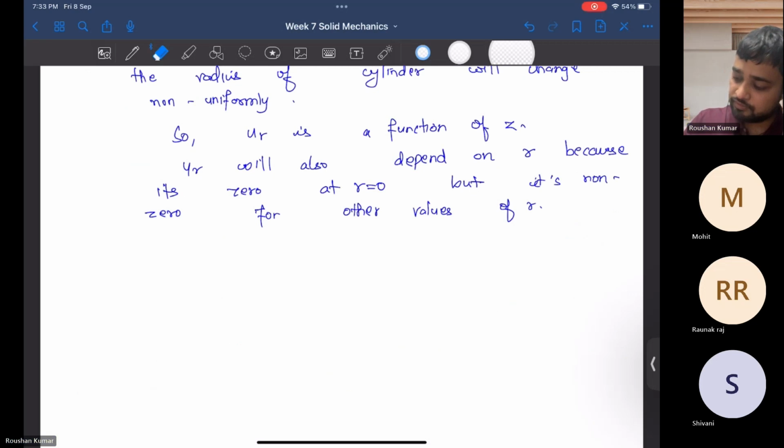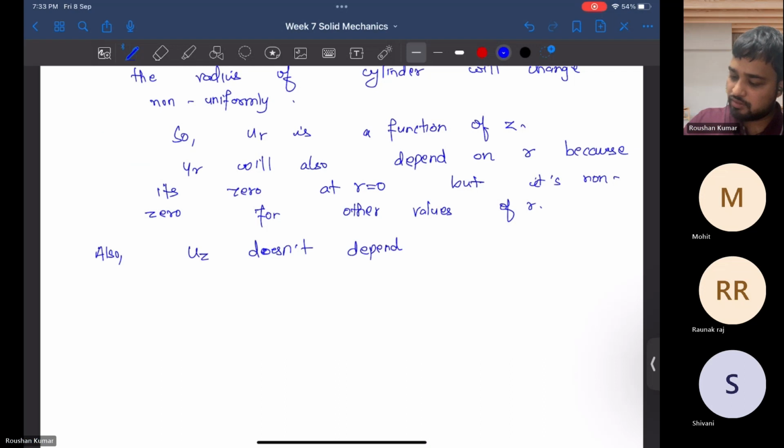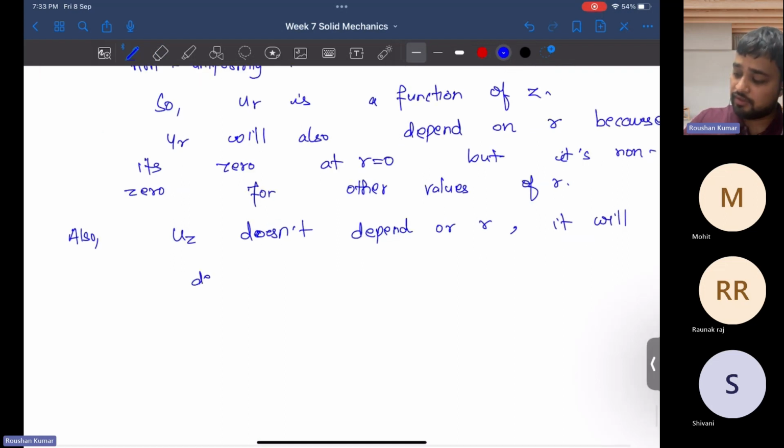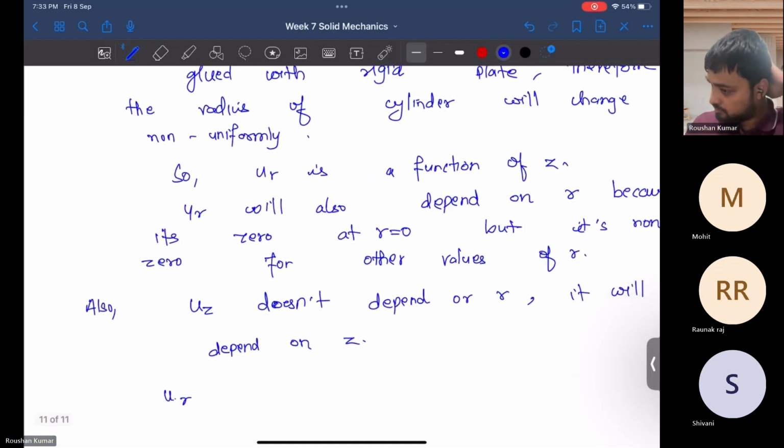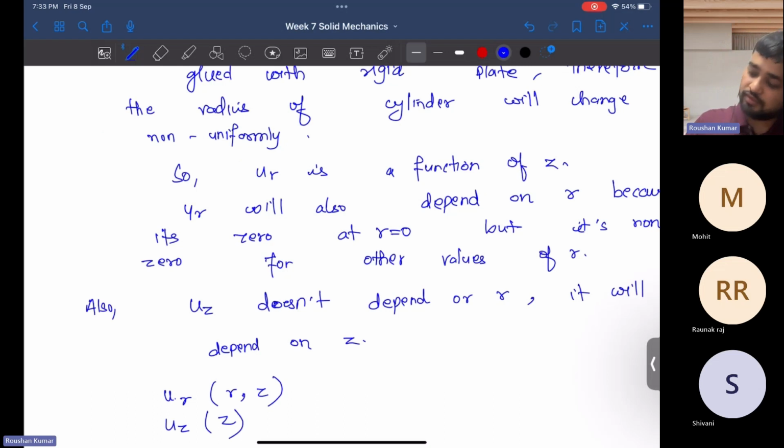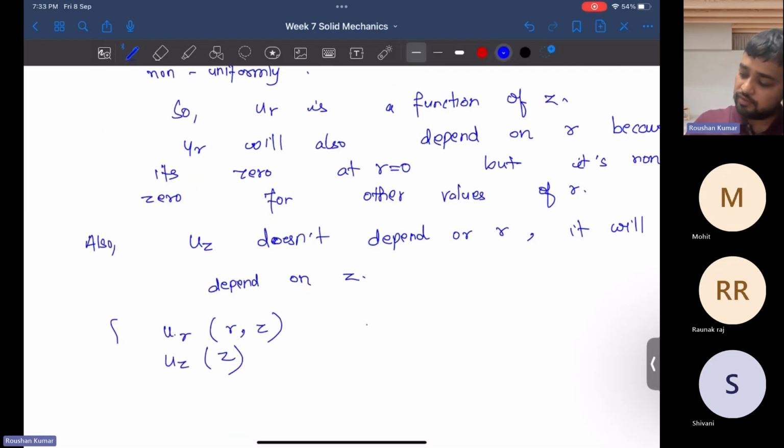So also uz doesn't depend on radius. Obviously it will depend on z. So we can conclude that ur is a function of both r and z, and uz is only a function of z. Okay, so this is the final conclusion for this question.